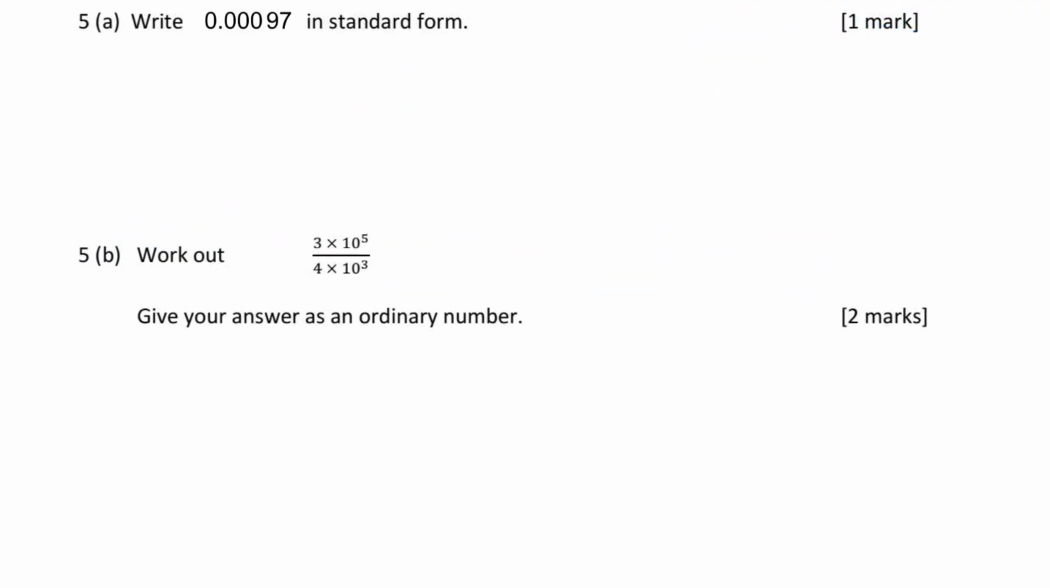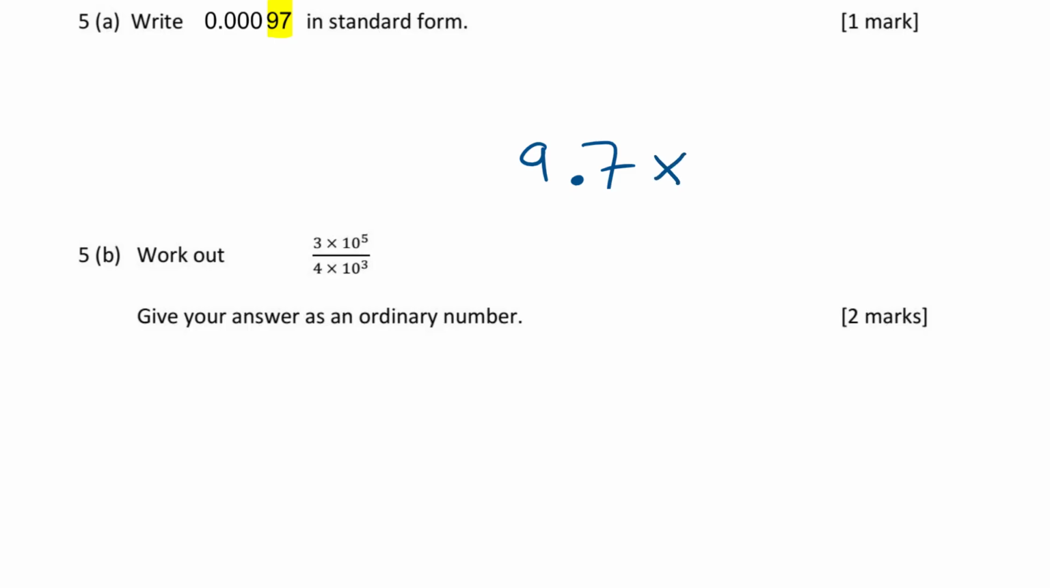Question 5a. Write 0.00097 in standard form. Okay. So it's obviously going to have a negative exponent or power. Now the mantissa part is just the digits written as a number between 1 and 10, aren't they? So I'm going to take my 9 and 7 digits, and I'm going to put the decimal point somewhere so it ends up being a number between 1 and 10. So I'm going to put it here, 9.7.